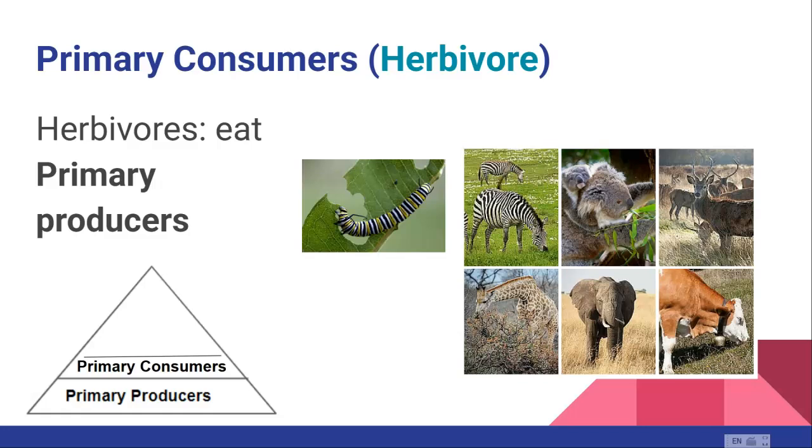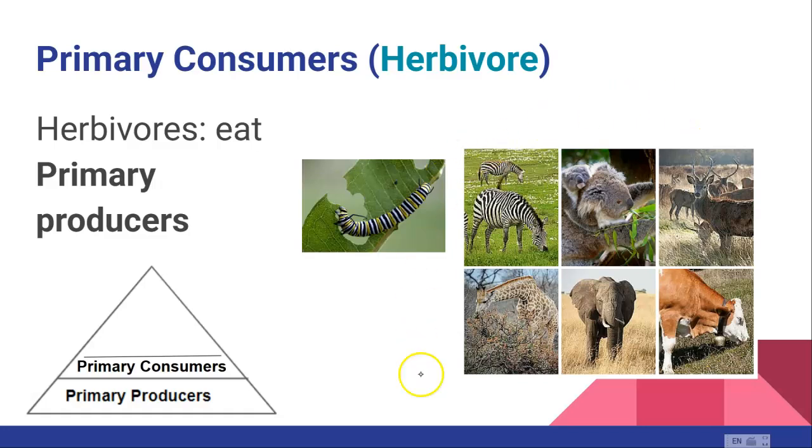So the primary consumers are those organisms that eat the primary producers. So in the energy pyramid, the trophic pyramid, they would be right above the primary producers. Primary consumers are, by definition, herbivores. Okay? So things like the caterpillars, the zebras, giraffe, elephants, a lot of really big animals.